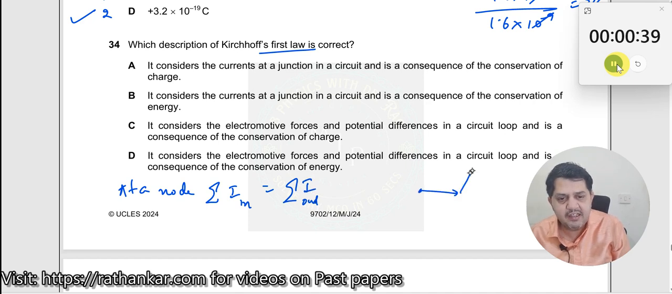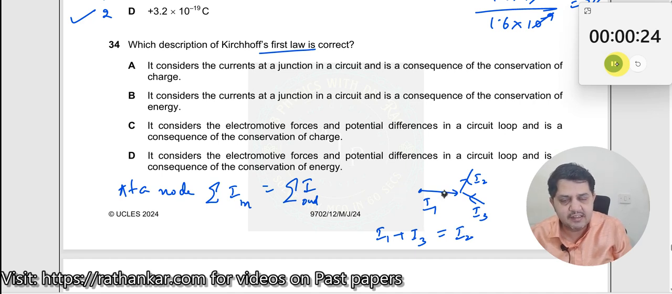have one current here, another current here, another current here, for example. Then I will say this is your I1, this is your I2, this is your I3. I can now say I1 plus I3 is equal to I2. That's what it is. So now what does it say? It means that the total charge is being conserved.